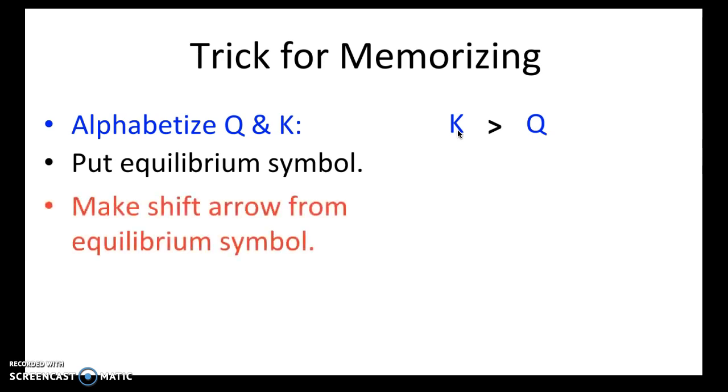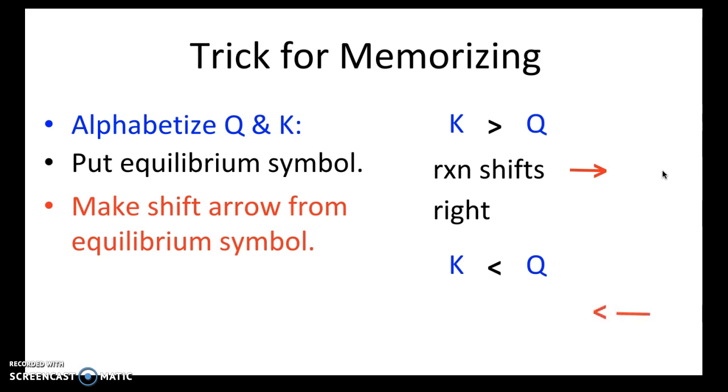Then finally, the last thing we're going to do is use this equilibrium symbol to make a shift arrow. So what do I mean by that? This equilibrium symbol kind of looks like an arrowhead, so we're just going to take that symbol and turn it into an arrowhead. And the direction that this arrow is pointing is to the right. So when K is greater than Q, the reaction shifts to the right. We can do the same thing in the opposite case, where Q is greater than K. Again, we put in our equilibrium symbol, and then we turn that into an arrowhead. And when we do that, it's pointing to the left, so the reaction shifts to the left.